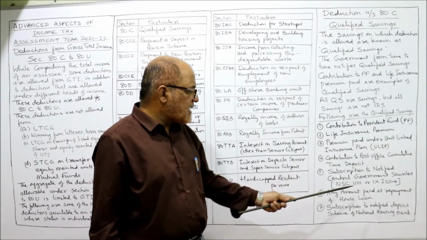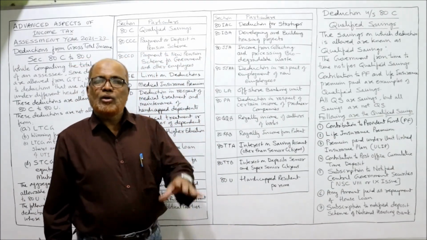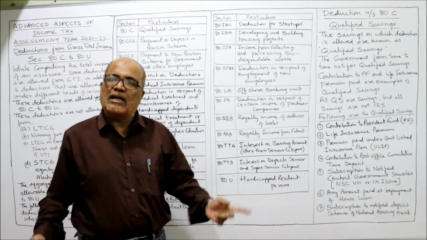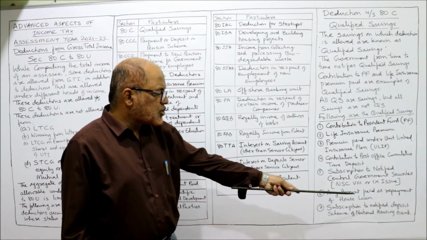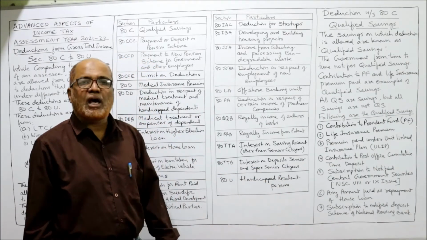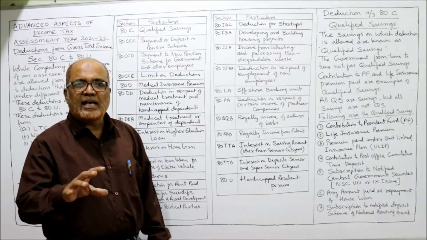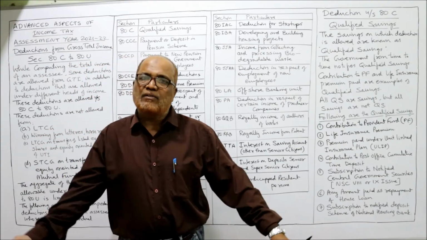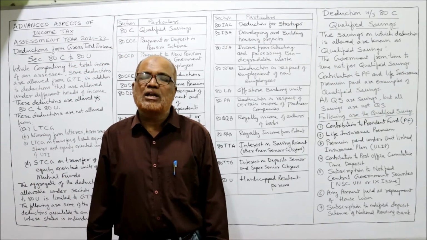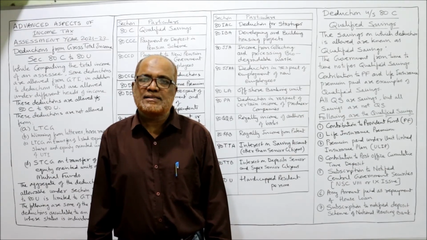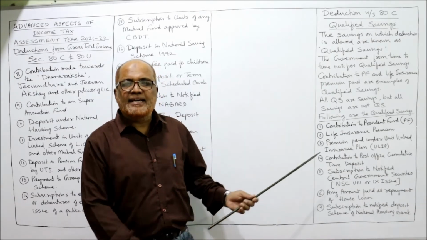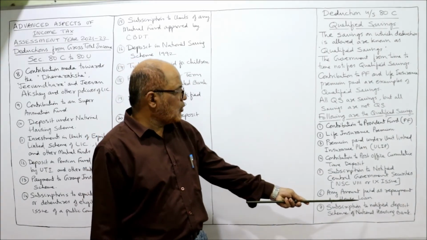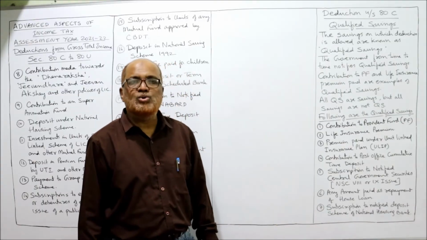Next, any amount paid as repayment of house loan. So during the previous year, if the SSC has repaid a housing loan, that will also qualify. Next one is subscription to notified deposit scheme of National Housing Bank. If a person has taken a loan from National Housing Bank and subscription to notified deposit scheme, that will also qualify for deduction under section 80C. So we have seen 7 examples of qualified savings. The last one was subscription to notified deposit scheme of National Housing Bank.